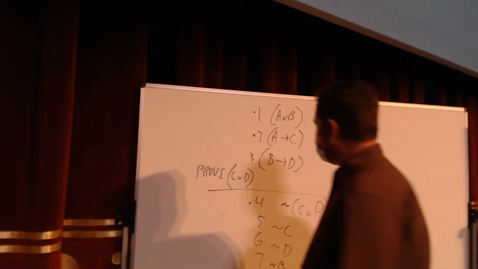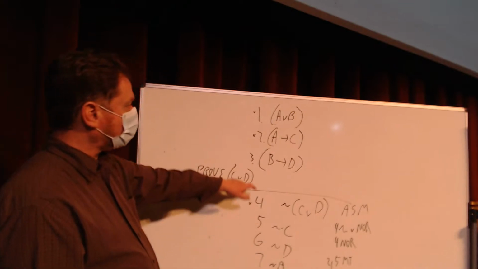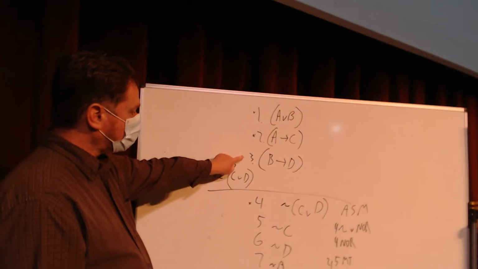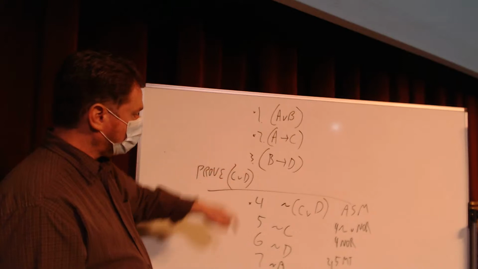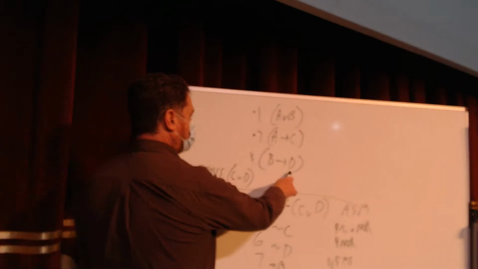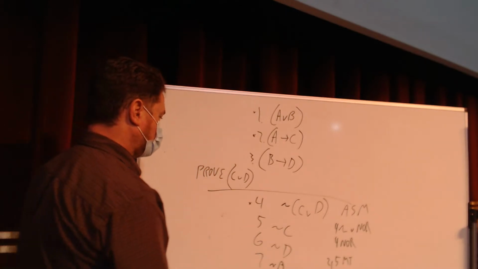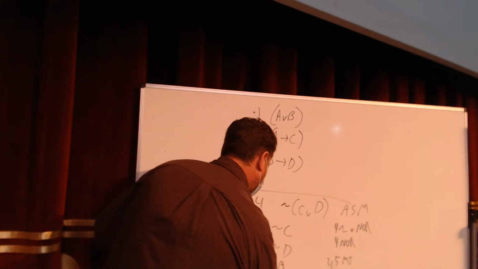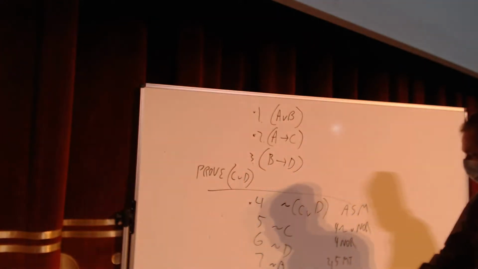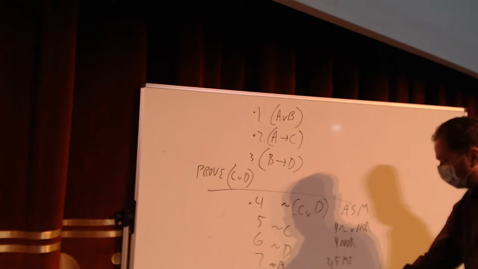All right, so now I've used 1, 2, and 4. 5 through 8 are simple one-letter statements. That makes 3 stand out like a sore thumb. There must be something that I should try to use 3 for. 3 says if B, then D, and I just conveniently have a B. So I will do step 9. I'll plug that in, and I will get D, from 3 and 8, and that is the MP arrow rule.